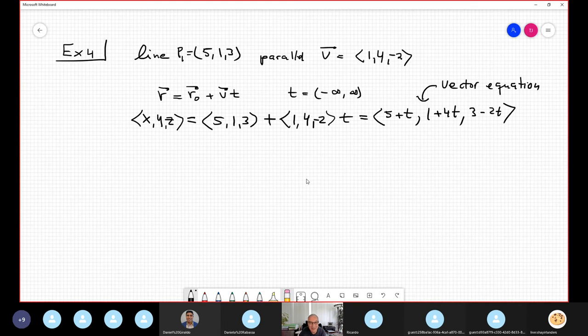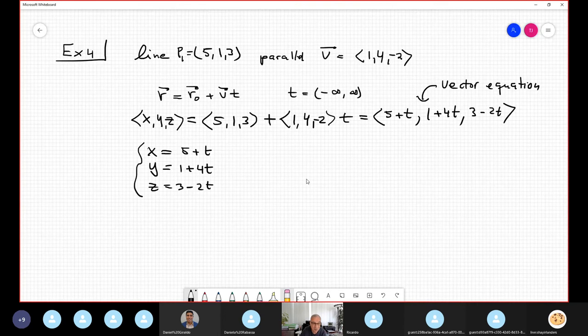Okay, let's move on to the parametric equation. Oh, parametric, I love. Okay, the x component is 5 + t. The y component is 1, and the z component is 3 minus 2t. End of story. I remember when you parametrize something, you need the specification: the parameter is t, and the interval. So t varies from negative infinity to positive infinity.